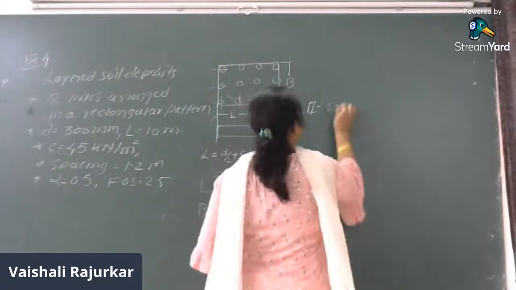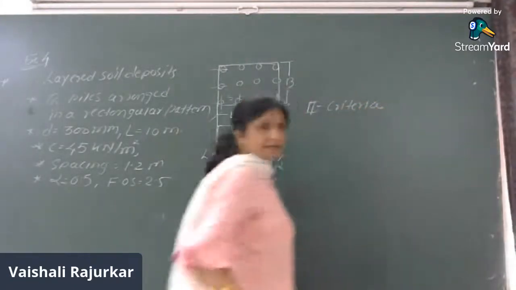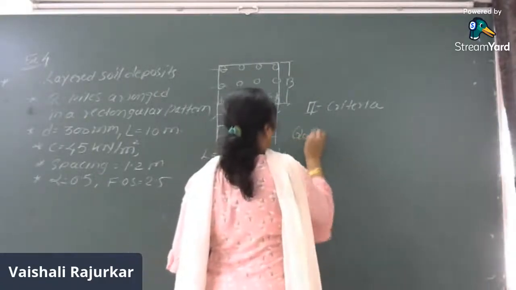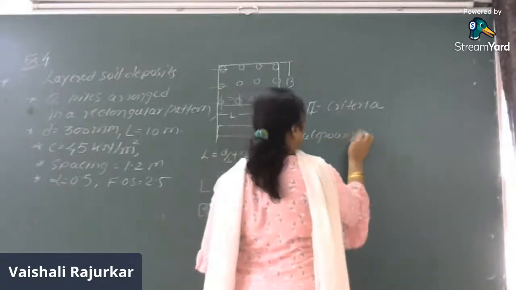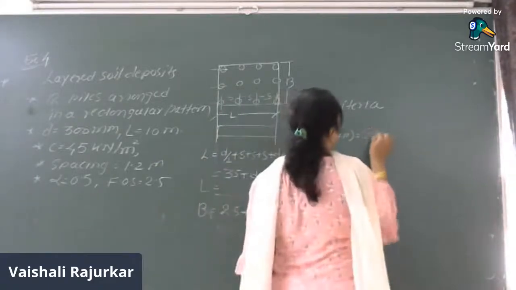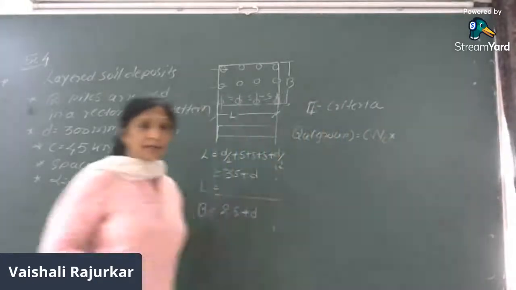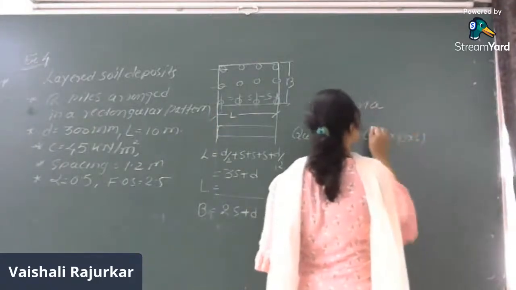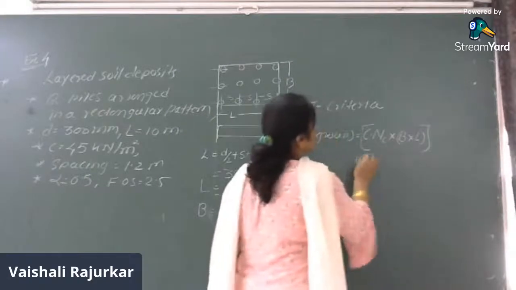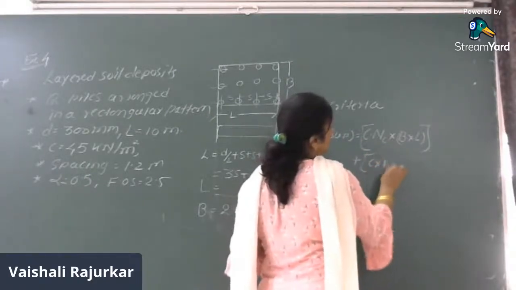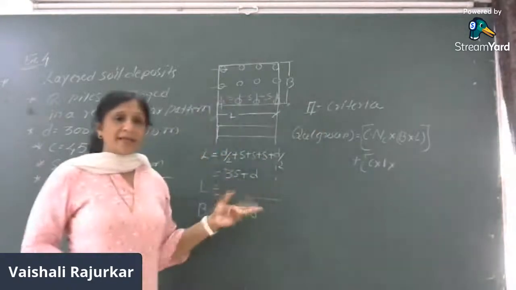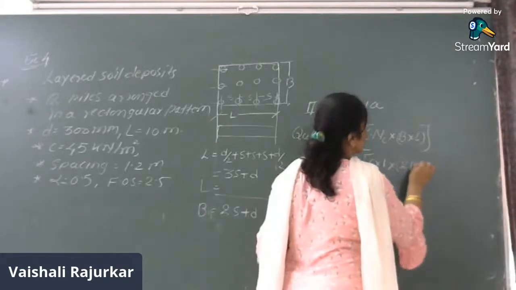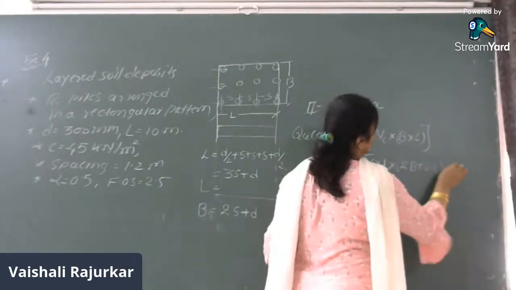In the second criteria, what changes we have to make? We just calculate Qu is equal to C and C. And what will be the area at the bottom? It will be B into L. Plus C into alpha is 1 into, now instead of 4BL, it will be 2B plus 2L into capital L.